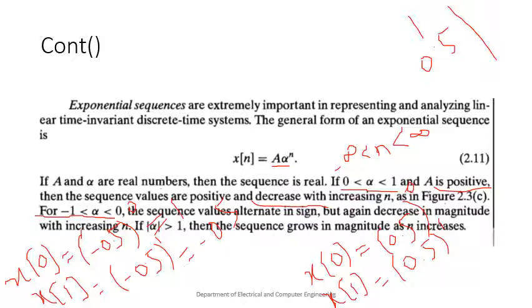And lastly, if we have alpha greater than 1, you can put alpha as 1.2 or 2, 3, 4, 5, whatever you want to put. The sequence will grow in magnitude. It means as you increase n, the sequence will increase. I hope there are a few pictures that I can show you in the next slide. So let's move on to the next slide.